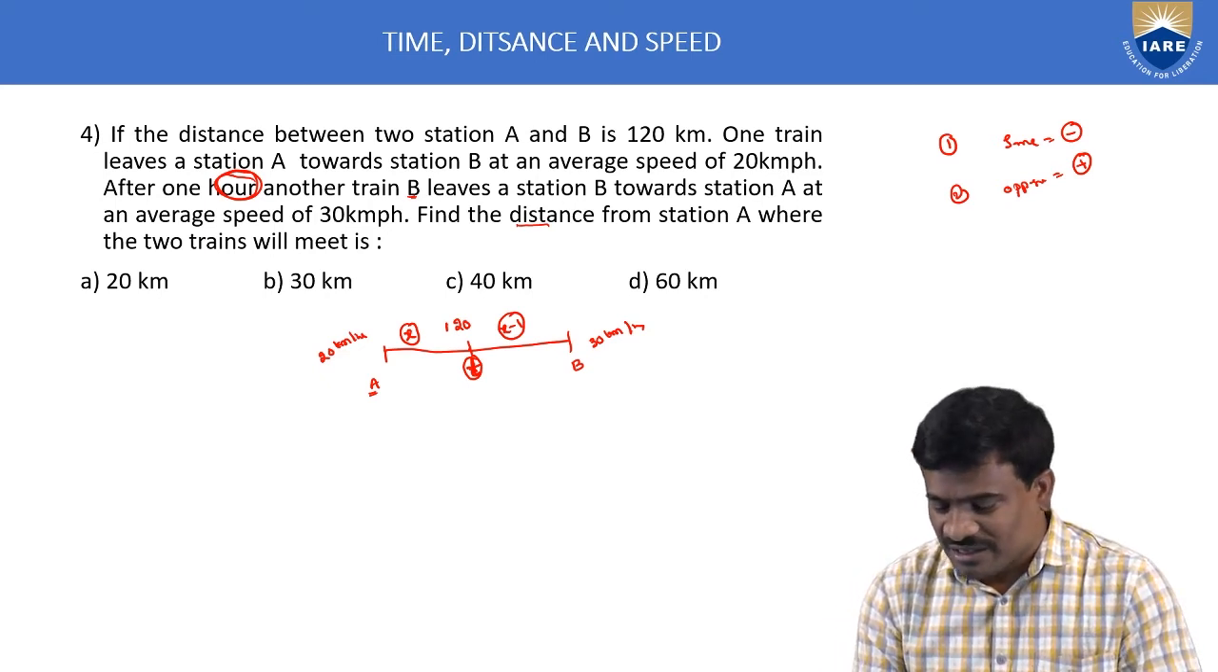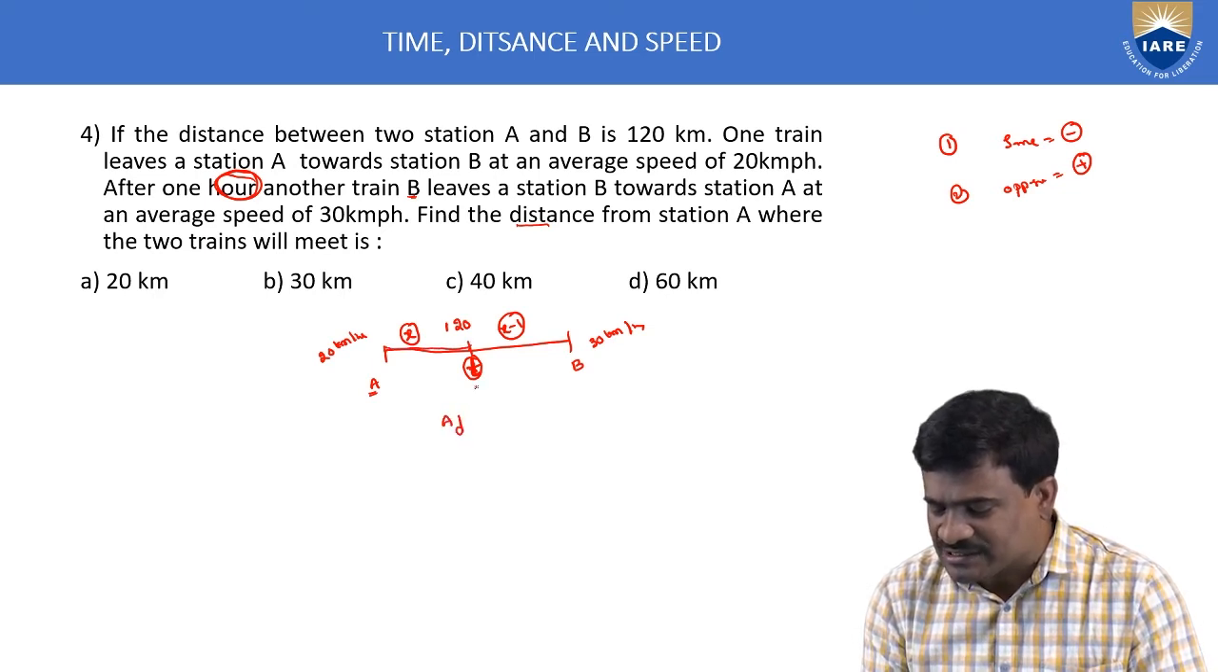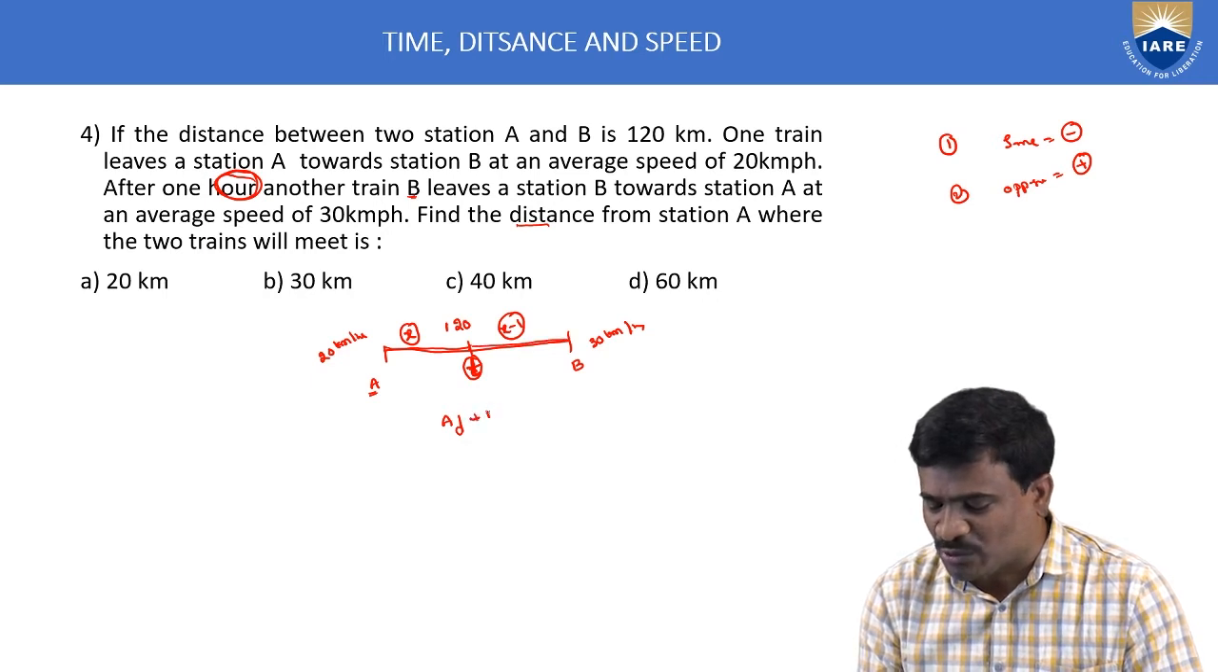Next method: A's distance up to the meeting point plus B's distance up to the meeting point is equal to the total distance.